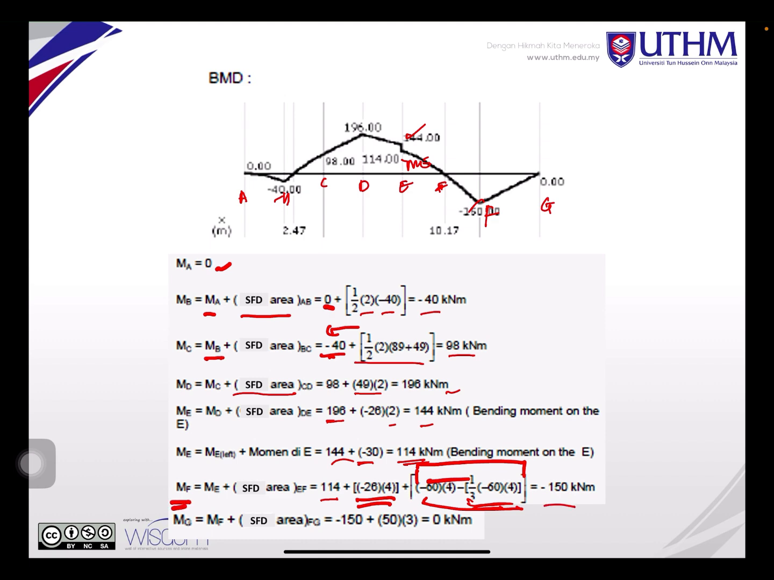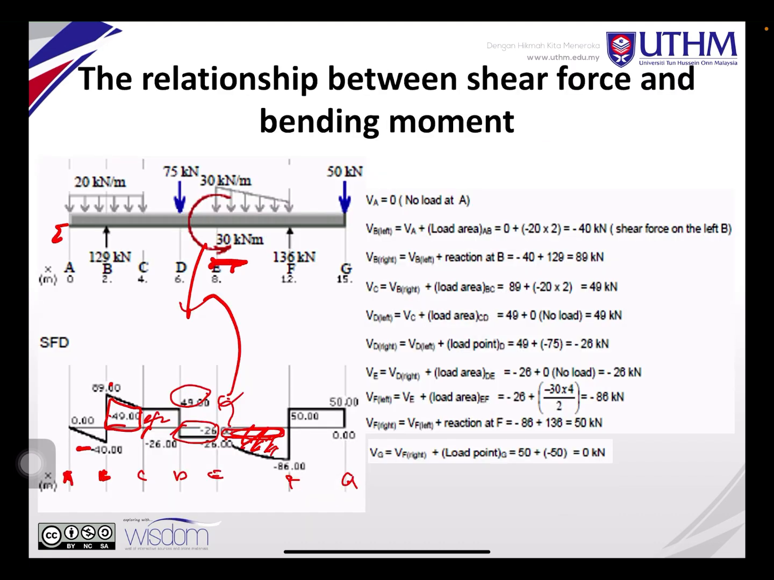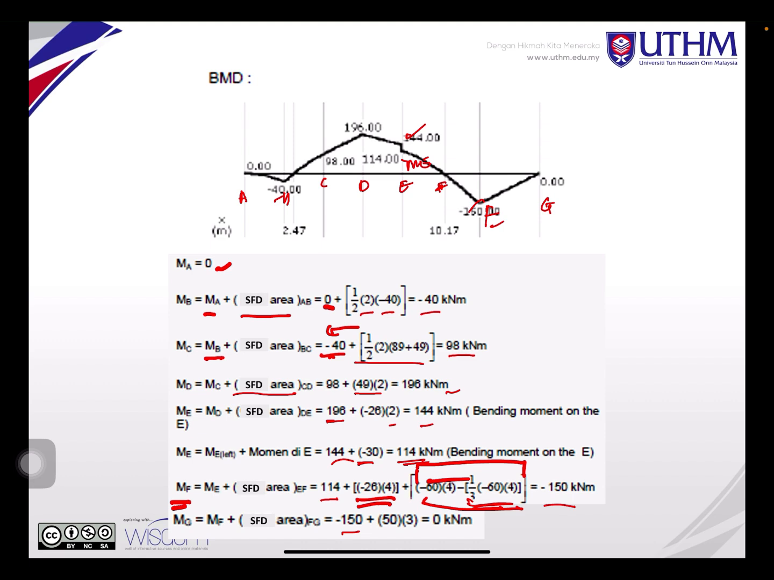So for MF, you get this. So negative 150 plus the area, you can see this is positive, and this distance is 3. So negative 150 plus 50 times 3, you get 0. So it balances. Here 0, here 0. Okay, so this is the area method.